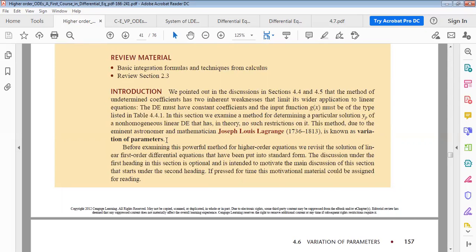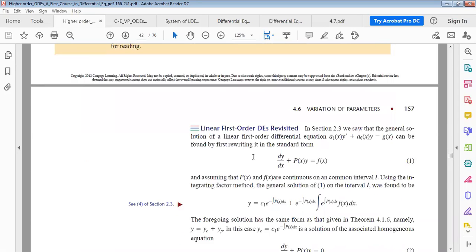of parameters method. Before examining this powerful method for higher order differential equations, we revisit the solution of linear differential equations of first order and second order. Actually, we will test this method with first order and second order. The main discussion of this section is linear first order differential equations. This is first order because the highest derivative is dy/dx.